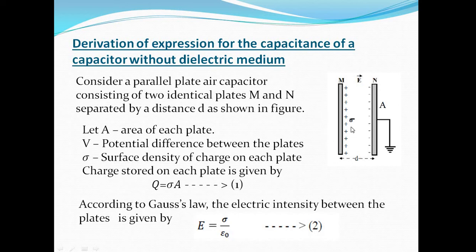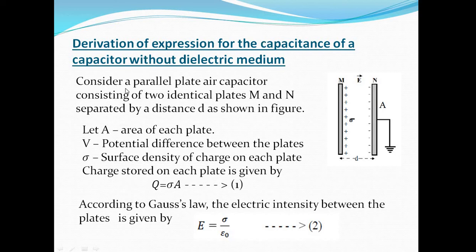A is the area, sigma is the density of charges, V is the potential difference, and E is the electric field. Sigma is equal to Q by A. All of you know that, surface charge density. So sigma is equal to Q by A means Q can be written as sigma into A. We are going to derive the expression for capacitance.